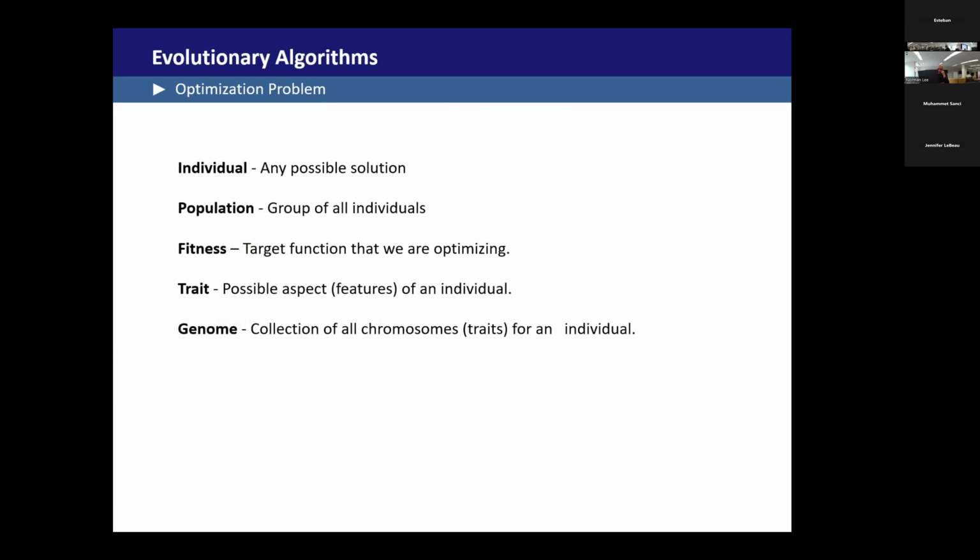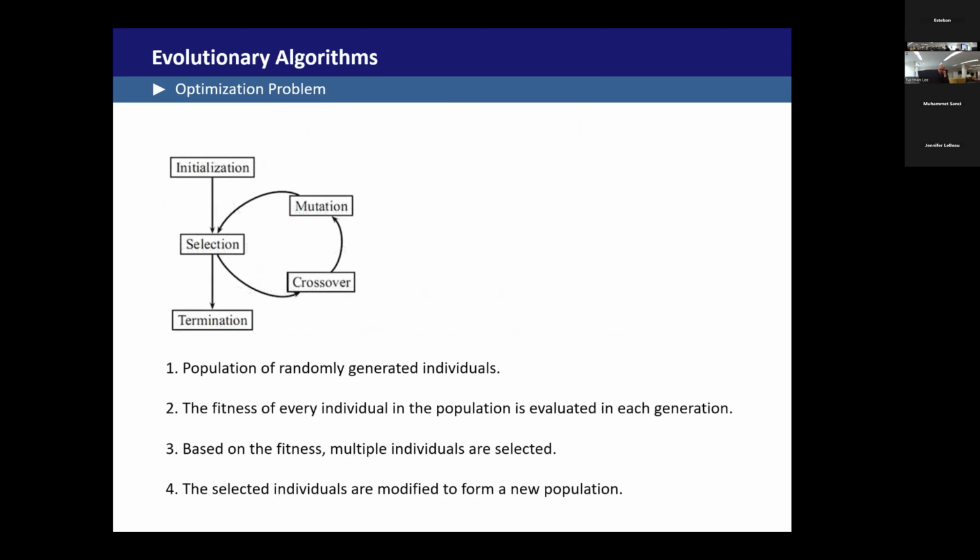So there's some wording, like everything in machine learning. We have the same in statistics or math, but we call it a bit differently. So individual is basically any possible solution we can have. Population is a group of all individuals. Fitness is a target function that we want to optimize. Trait is possible aspects of an individual. Genome is the chromosomes of an individual.